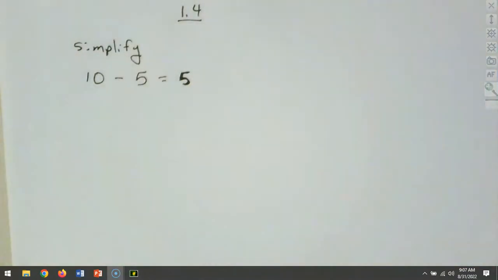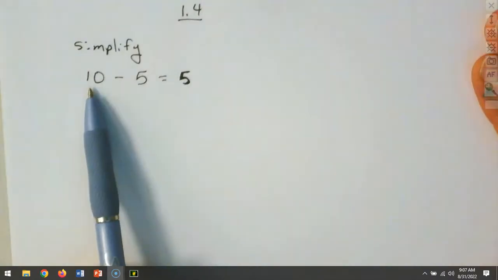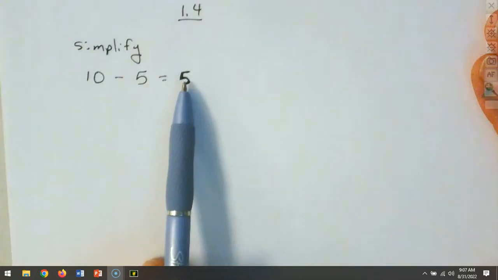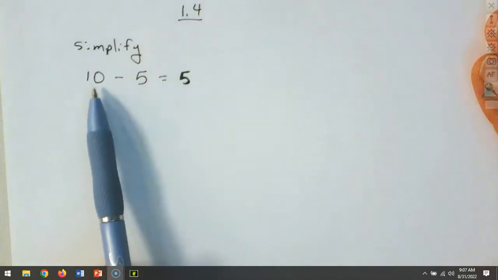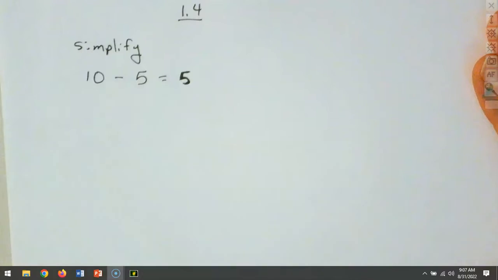When I look at these numbers, I've got 10 and I've got a negative 5. Now, they are different signs, and which one is bigger? 10 or 5? 10 is bigger. 10 was positive, so I subtracted them, and my answer was positive because the 10 was positive. The larger number was positive.